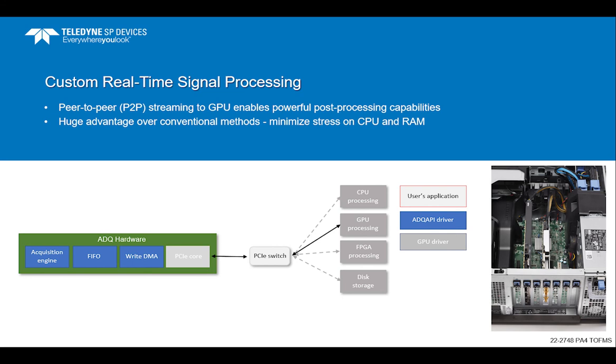In some mass spectrometry systems, it is desirable to either post-process the data in graphics processing units, GPUs, or record data to disk storage. In both cases, it is beneficial to use peer-to-peer, or P2P, technology that enables direct data transfers between the digitizer and the GPU or storage. This is a huge advantage compared to conventional solutions that place heavy demand on host resources. With P2P, both the CPU and RAM are freed up for other tasks.